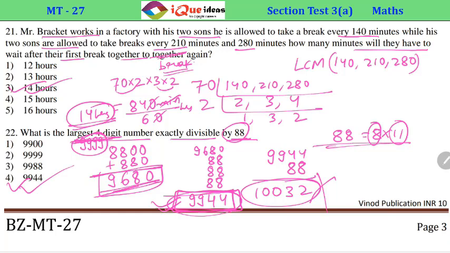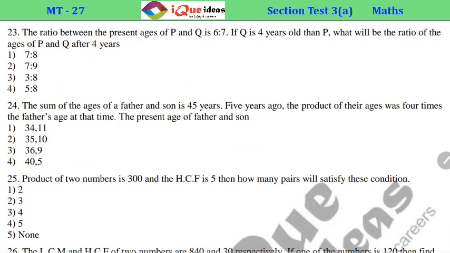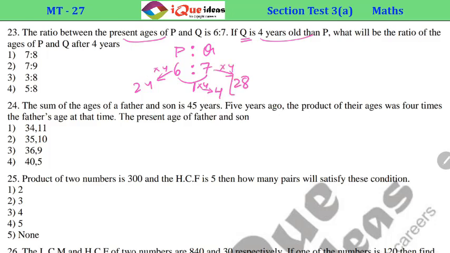Alright, now let's take up the next one. This is a direct question. 23rd, it says the ratio between the present ages of P and Q is 6:7. Right? If Q is 4 years older than P, that means the difference between them is 4. Here in the ratio, the difference between 6 and 7 is 1. So if 1 is equivalent to 4, that means 6 will be equivalent to 6 into 4, that is 24, because 1 into 4 is 4. So 6 into 4, 24, and 7 into 4 is 28. So the actual ages are 24 years and 28 years.